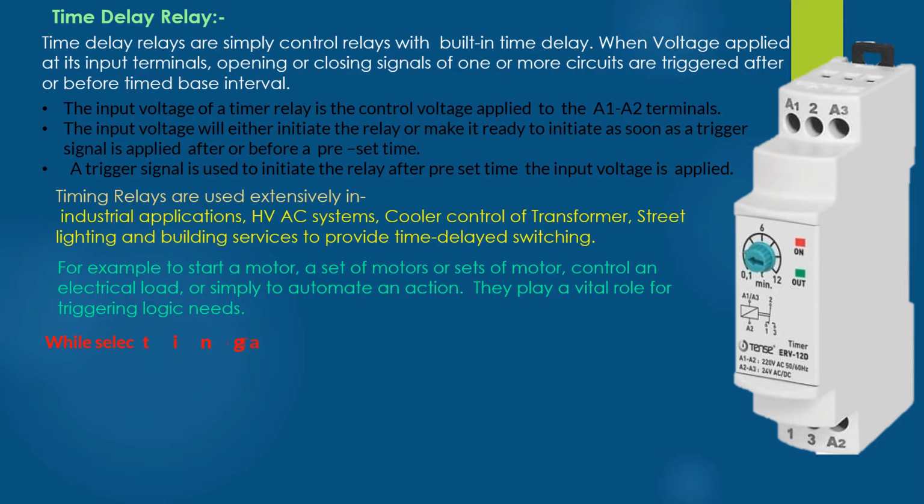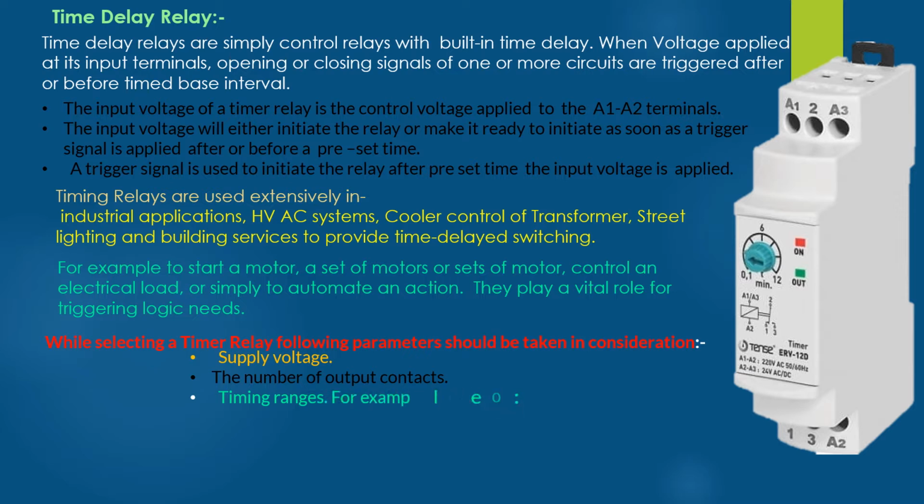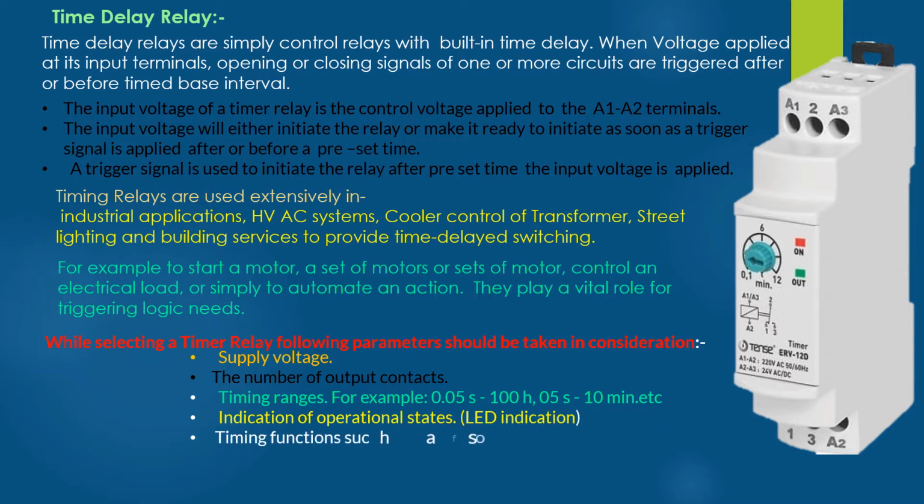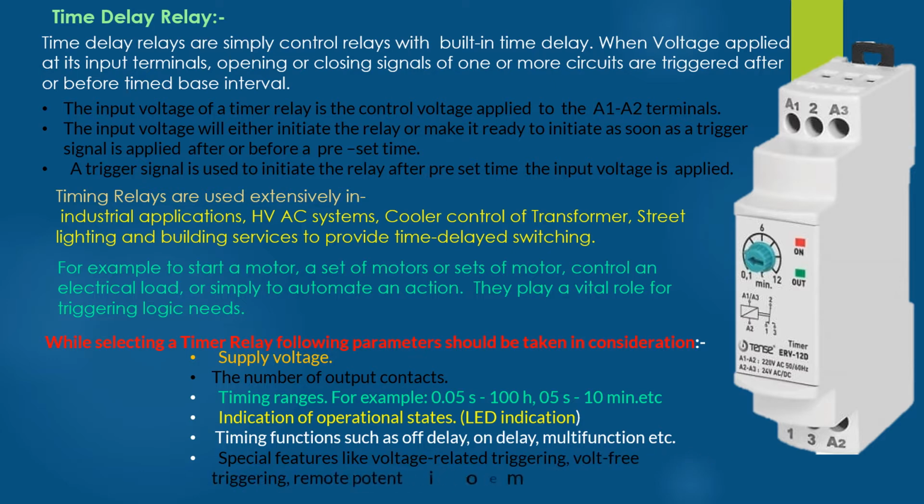While selecting a timer relay, the following parameters should be taken into consideration: supply voltage, the number of output contacts, timing range, indication of operational status, and timing functions such as off delay, on delay, multifunctions, etc. Special features include voltage related triggering, voltage free triggering, remote potentiometer connection, etc.